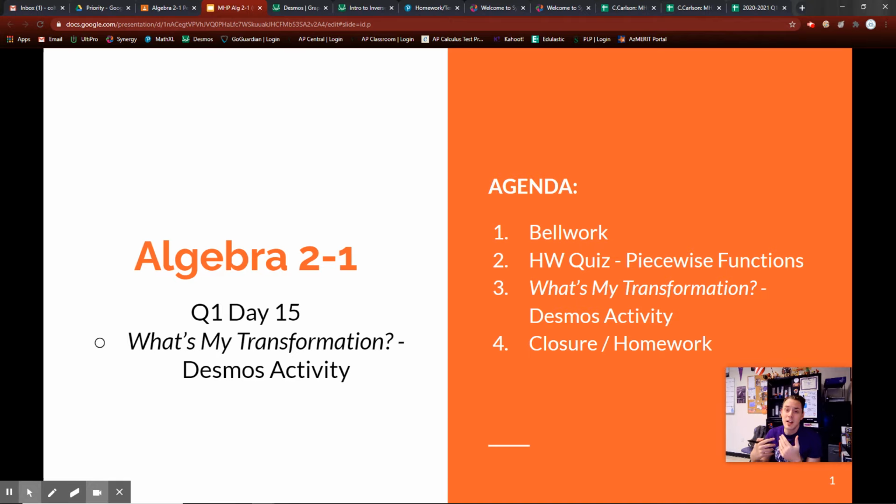I want to review at least 4 questions out of your 5 questions on the homework quiz, to make sure we definitely have it. 4 of those questions are going to have the same process, maybe even the same numbers, as the homework quiz. After that, we're going to go through the What's My Transformation Desmos activities so that we can adequately see and make the connections between graphs, transformations, domain and range, as well as piecewise functions. We're going to do all of that together, and then finally the summary, closure, and homework.